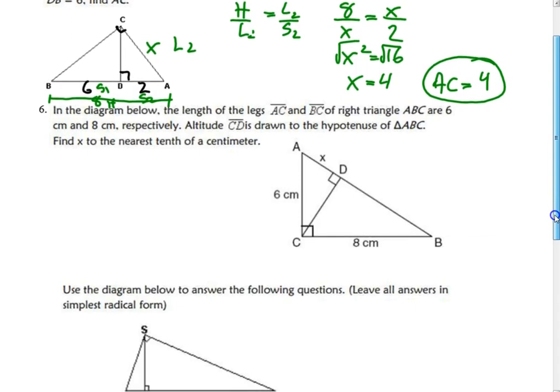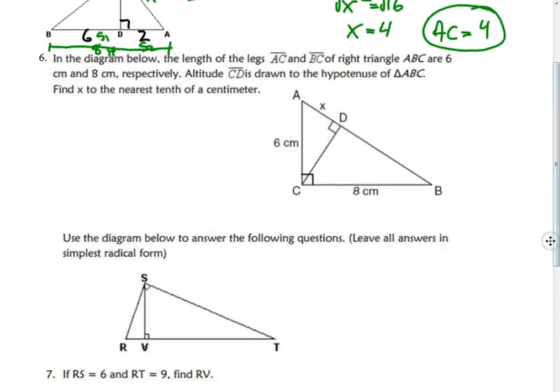Questions? Okay, number 6. In the diagram below, the lengths of the legs AC and BC of right triangle ABC are 6 and 8 centimeters respectively. Altitude CD is drawn to the hypotenuse of triangle ABC. Find x to the nearest tenth of a centimeter.